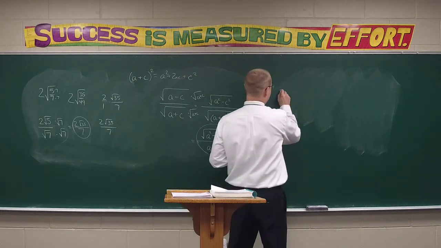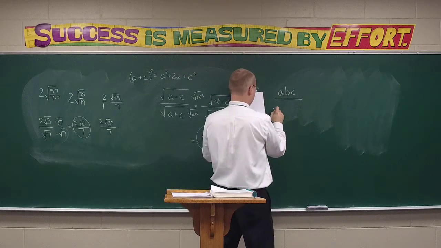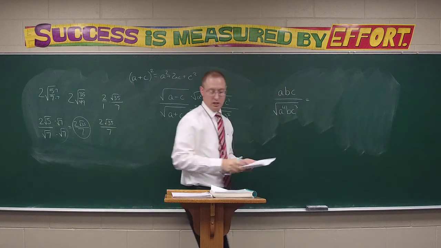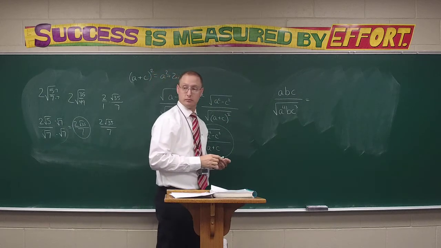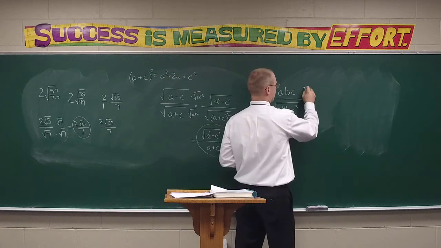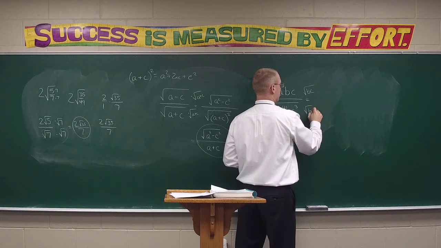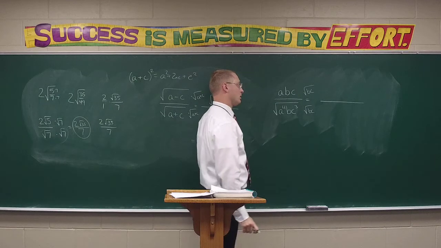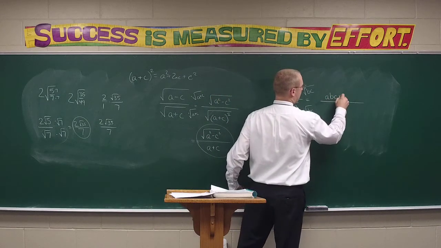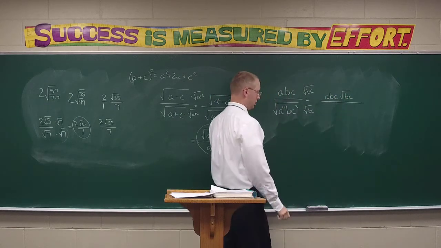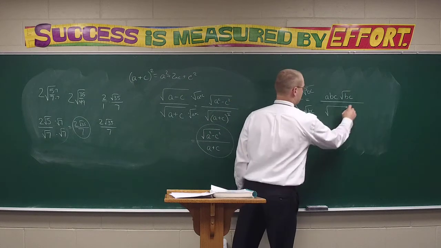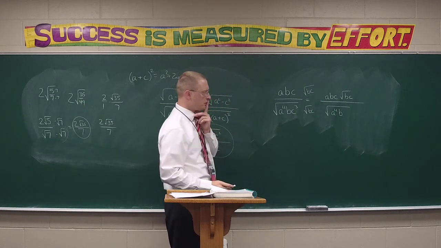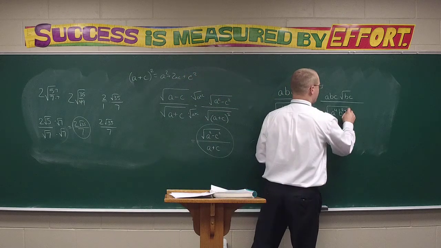Brandon, we have an abc over the square root of a to the fourth b c cubed. What do we need to do? Multiply both top and bottom by square root of bc. To get what initial fraction? In the numerator abc times square root of bc, and then the bottom square root of a to the fourth, b squared, c to the fourth.